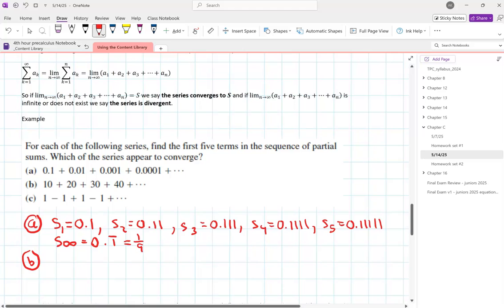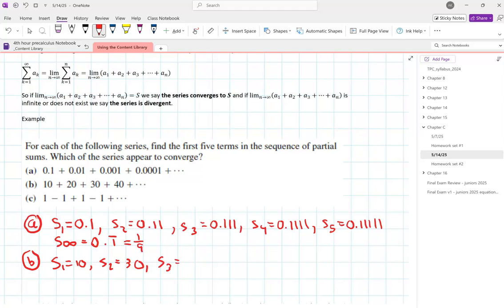If I look at the next one, again, the first partial sum is the first term. Second is the sum of the first 2, so 10 plus 20. Sum of the first 3, 10 plus 20 plus 30. First 4, 10 plus 20 plus 30 plus 40. First 5, 10 plus 20 plus 30 plus 40 plus 50.